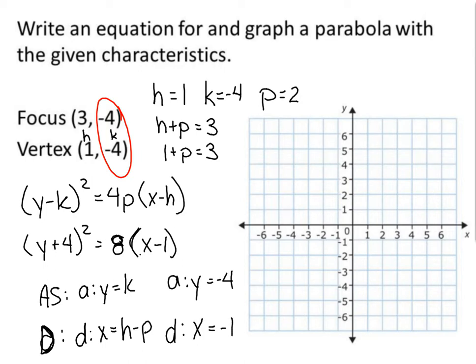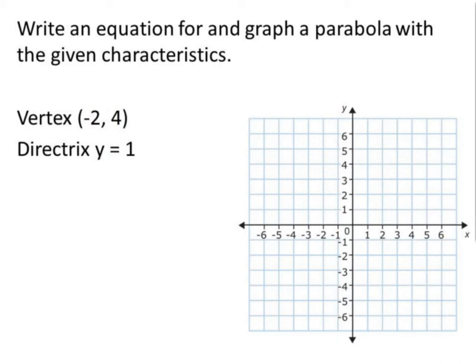So if we graph this information, we're going to go to y equals -4. That is our axis of symmetry. Our directrix is at x equals -1. We know our focus is at (3, -4). Our vertex is at (1, -4). It'll open towards the focus, away from the directrix.